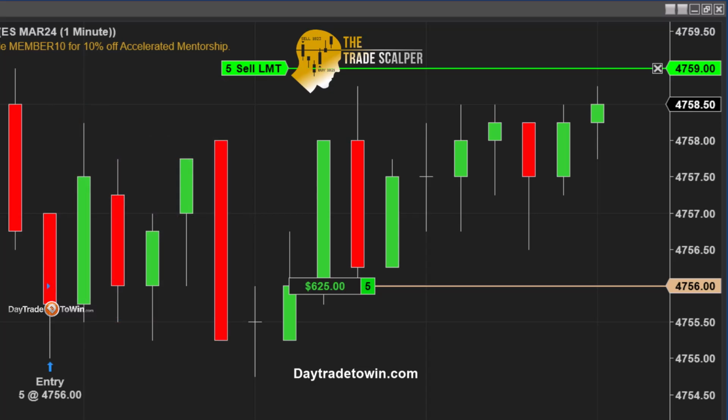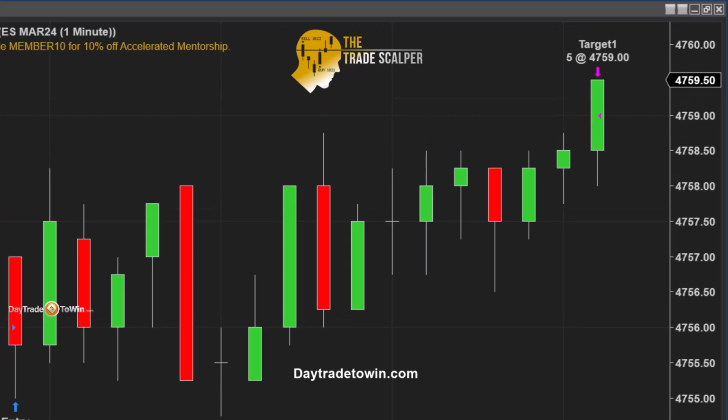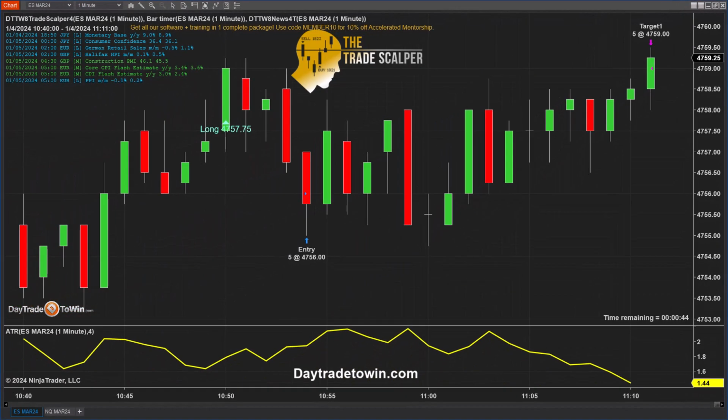Now let's take a look to see if we can get filled at 47.59. I'm using a limit order, which means it has to go through the price, not just touch it. If it's an MIT order, it would just have to touch it to get filled, and it got filled there, my profit target of 3 points.